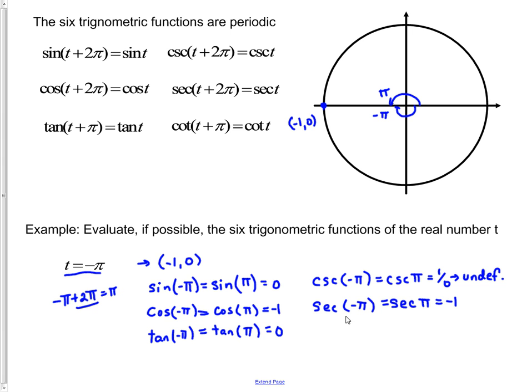Taking the secant of negative pi is equivalent to taking the secant of pi, since they're 2 pi apart. Our result is negative 1. And taking the cotangent of negative pi is equal to taking the cotangent of pi. Those are both negative 1 over 0 and undefined, just like cosecant was.